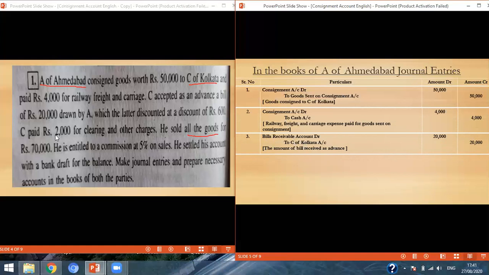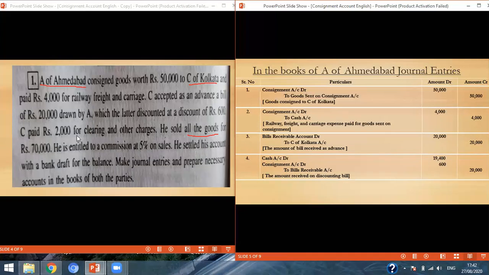Then what happens? A discounted this bill with the discount of 600. So we'll do that entry: cash account debit, consignment account debit to bills receivable. The discount amount will go in consignment account and the remaining amount will be debited in cash account, and the bills receivable account will be credited. The narration will be the amount received on discounting bill.